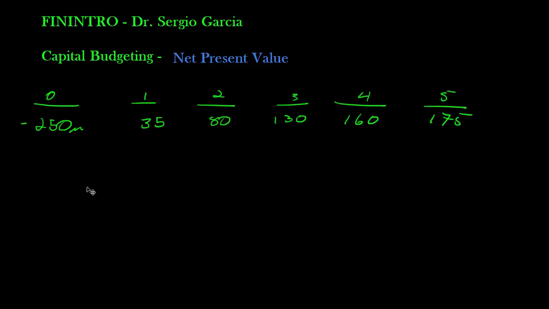Okay. Now, capital budgeting works the same way as we've already discussed. You make an initial investment of $250 million, and then you have these potential cash flows that could happen in the future. Well, net present value is nothing more than calculating your regular present value.